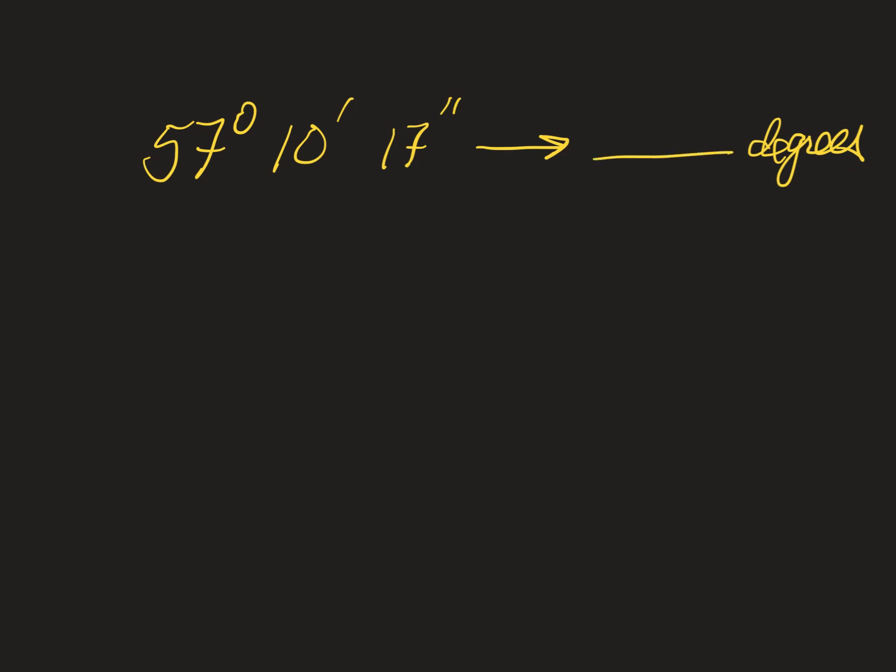Here's our problem this time. We want to convert 57 degrees, 10 minutes, and 17 seconds to degrees. So how are we going to do that conversion? Well, all we need to do in this case is use the same numbers, but go in reverse, which means we use the reciprocals.